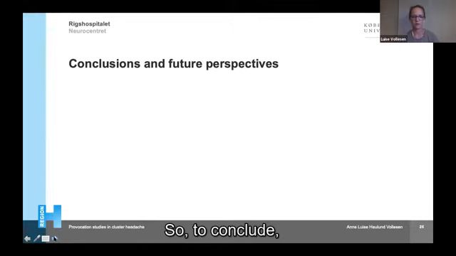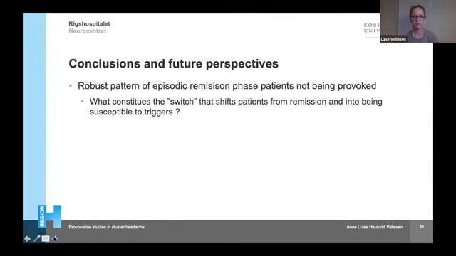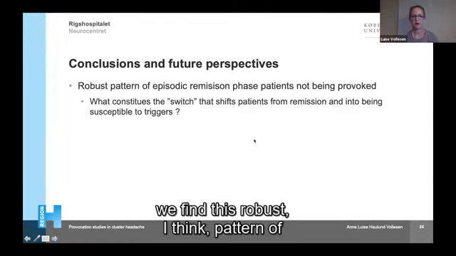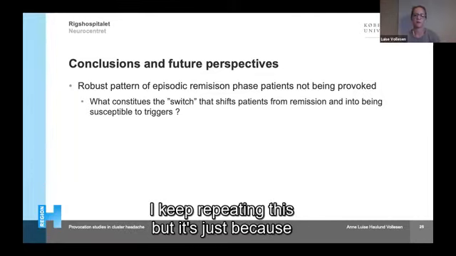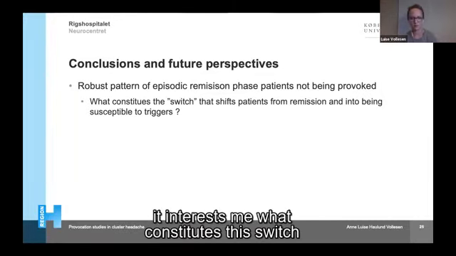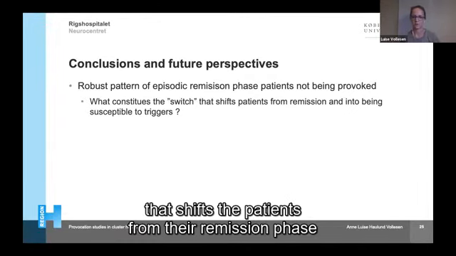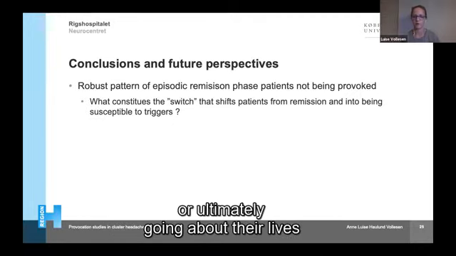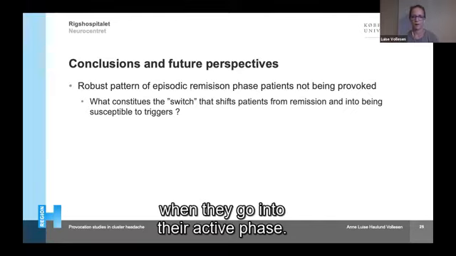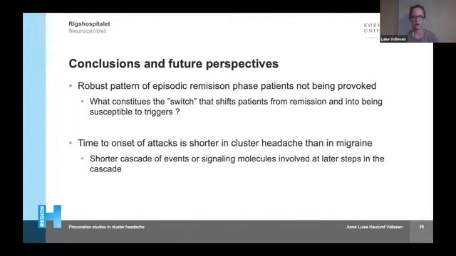So to conclude, we find this robust, I think, pattern of episodic remission phase patients not being provocable. I keep repeating this, but it's just because it interests me what constitutes this switch that shifts the patients from their remission phase into being susceptible to these triggers that we give them, or ultimately going about their lives when they go into their active phase.